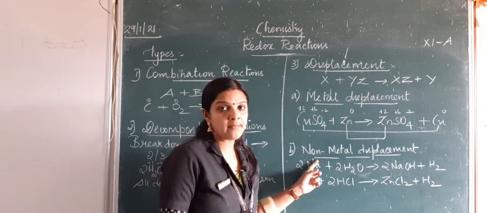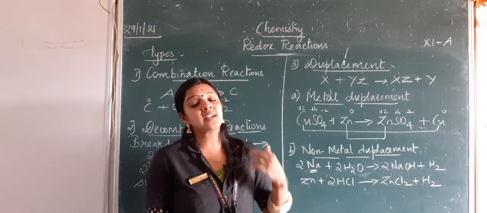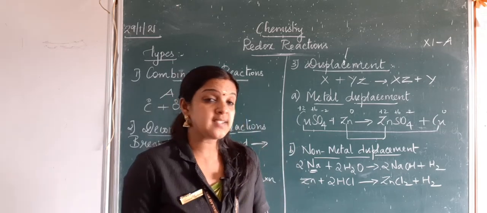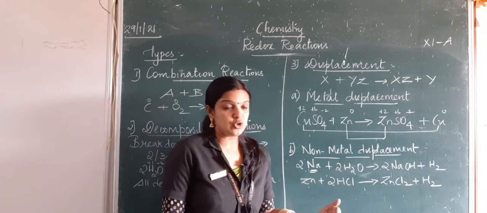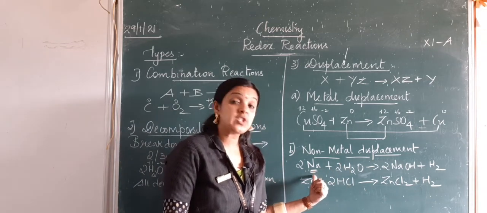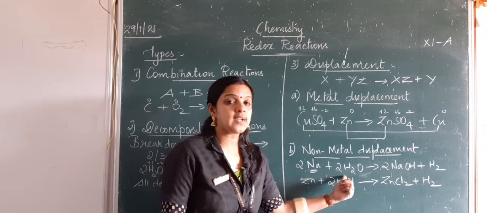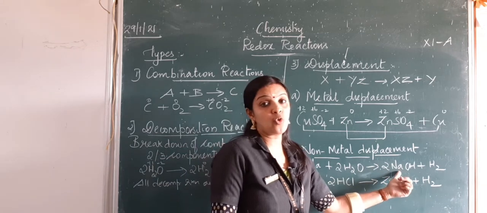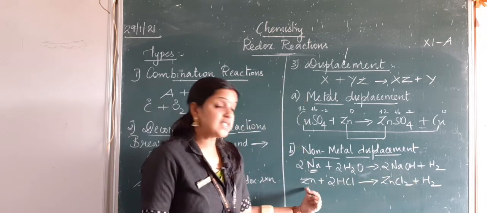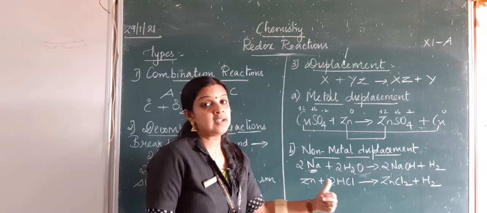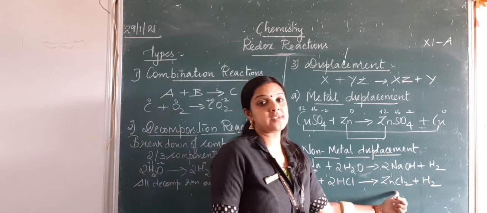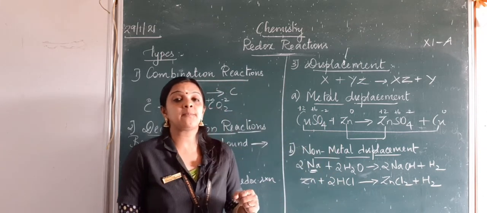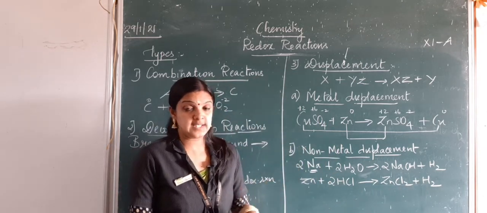The next one is non-metal displacement, where the alkali metals and alkaline earth metals try to displace hydrogen and oxygen from the solution. If you see, sodium, which is more reactive, reacts with water, displaces hydrogen from that, and forms sodium hydroxide. And zinc reacts with HCl, displaces hydrogen to become zinc chloride and gives out hydrogen gas. So, these are some examples of non-metal displacement.